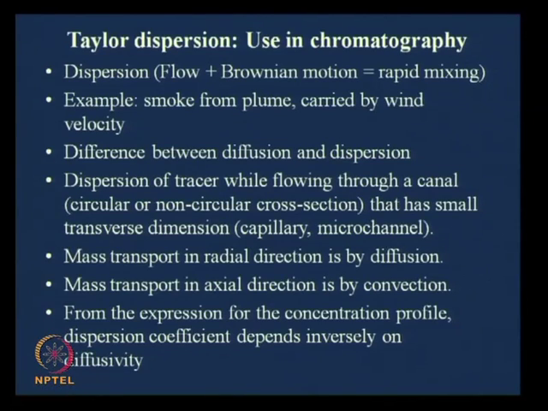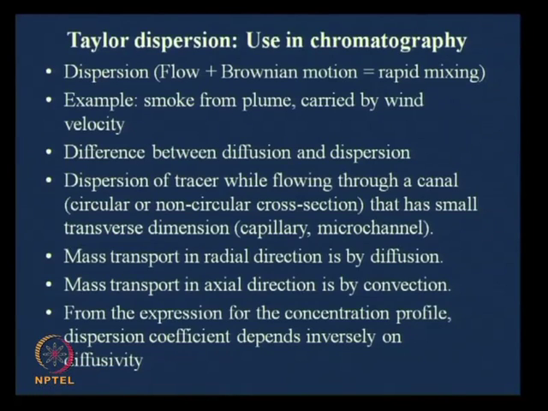A good example would be smoke from a plume carried by wind velocity. So, what do you have in a plume? You have smoke coming out, and then that smoke is being carried by the wind velocity. If there was not any wind velocity, and the smoke is just being released there, the smoke would be diffusing gradually, that you know. But since there is a wind velocity, the smoke is further carried downstream. So, you are having a flow as well as diffusion, and this is a classical problem of dispersion. You must appreciate the difference between a diffusion and a dispersion, that is the third point.